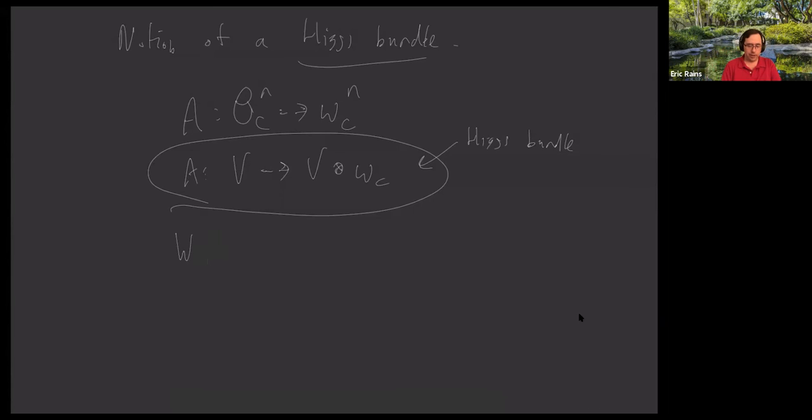Well, we factor A as a product of B0 and B infinity inverse, where B0 goes from V to W, some other vector bundle, and B infinity goes from V tensor omega C to W. And the first thing to observe is that any meromorphic matrix has a factorization like this.